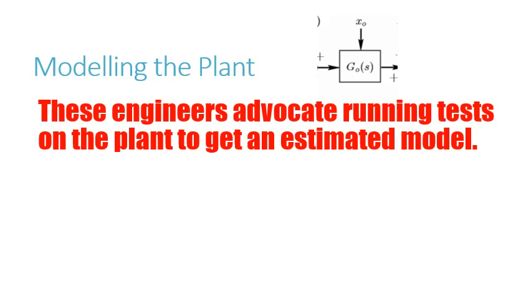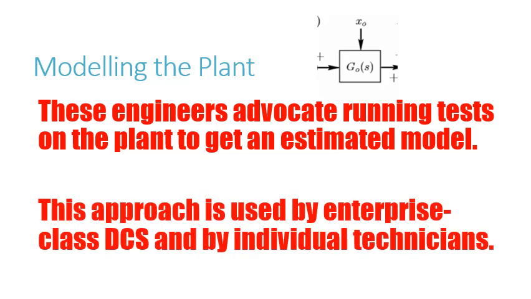What these engineers do advocate is running tests on your plant to get an estimated model, and we're going to go into detail about how this is done. This is the approach that you're going to find not only technicians and control engineers using, but also the big enterprise class distributed control systems like the ones we already saw. Their algorithms are also using this approach.